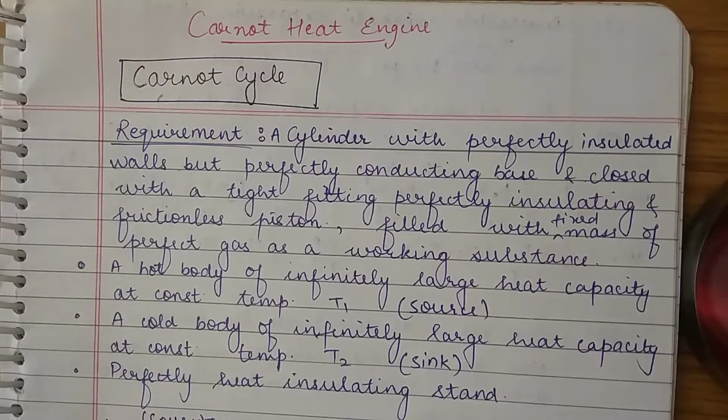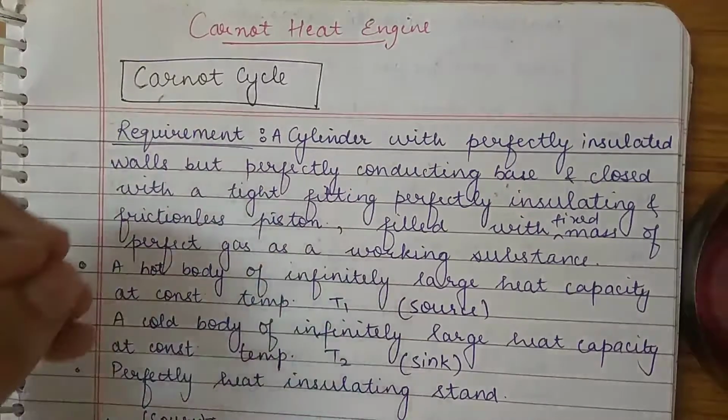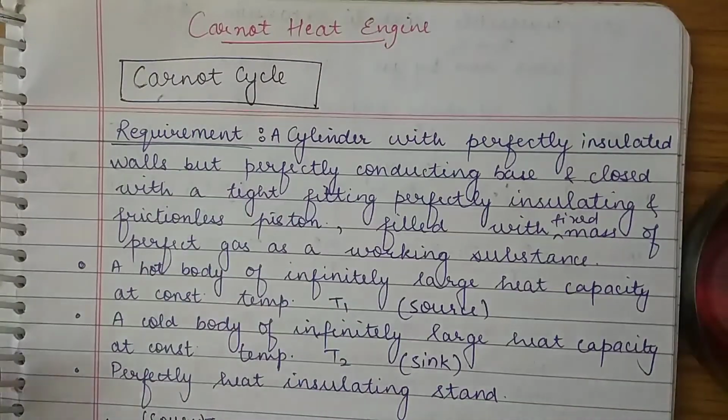In this video, we will study the Carnot heat engine. First, we will see what a heat engine is. A heat engine is a cyclic device which converts heat taken from the source into mechanical work. And the Carnot heat engine is a type of heat engine which works on the basis of the Carnot cycle, and it also gives the efficiency of a heat engine.